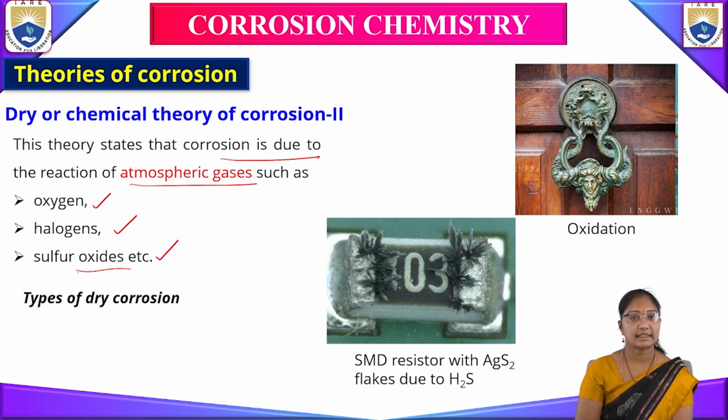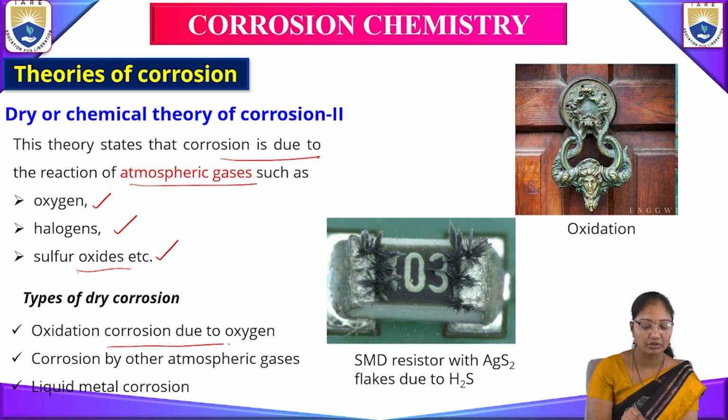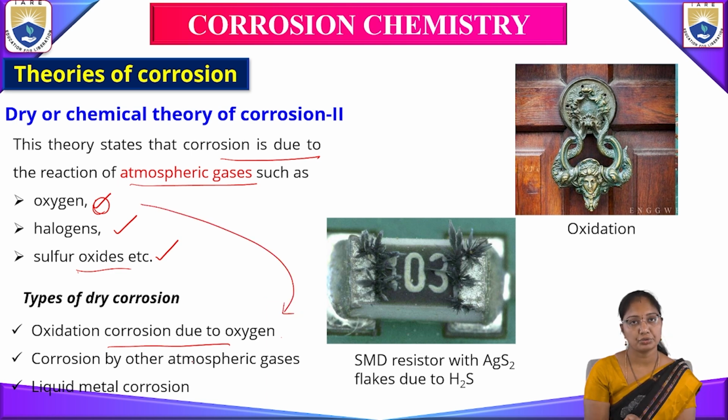There are three types of dry corrosion. One is oxidation corrosion due to oxygen. If the corrosion is caused only by oxygen, then it is called oxidation corrosion. Then there is corrosion by other atmospheric gases, and liquid metal corrosion. We are going to see in detail the oxidation corrosion due to oxygen, followed by corrosion by other atmospheric gases, followed by liquid metal corrosion.